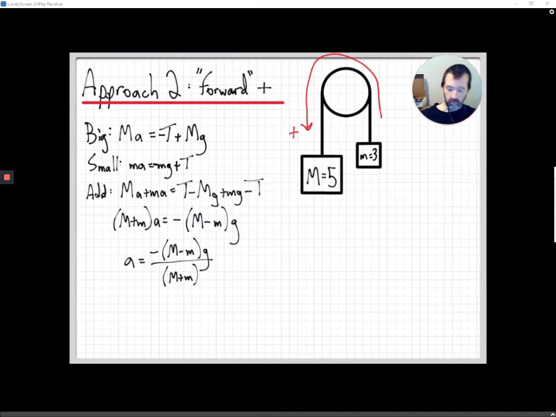Now this time, instead of subtracting the equations from each other, I'm going to add them, because the T's already have opposite signs. My goal is to get rid of T. So if I just add the equations together, on the left I'm going to have ma plus ma, and on the other side I'm going to have mg minus mg.